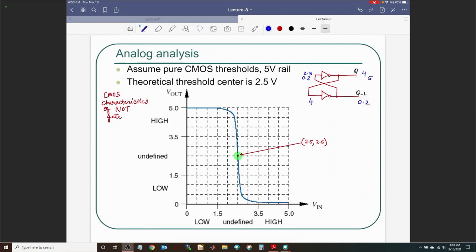That 5 will come here, and that 5 will make this 0. That 0 will go there. So now you see, you went from the metastable state, which was right in the middle, to one of the stable states, 0, 5, or 5, 0. That is going to be stable now. The noise in this circuit causes a lot of problems. It is going to have a problem like this.